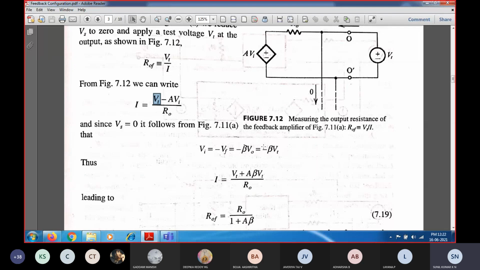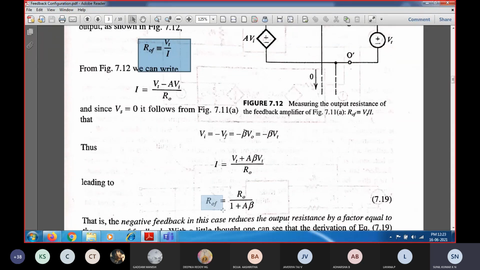So minus minus will get cancelled. Here minus also there, here also minus there. So Vt plus A into beta into Vt. So Vt take it as common. So 1 plus A into beta divided by R naught will be there. So this value of current I am going to substitute in this expression so that I will get the value of the output resistance with feedback.